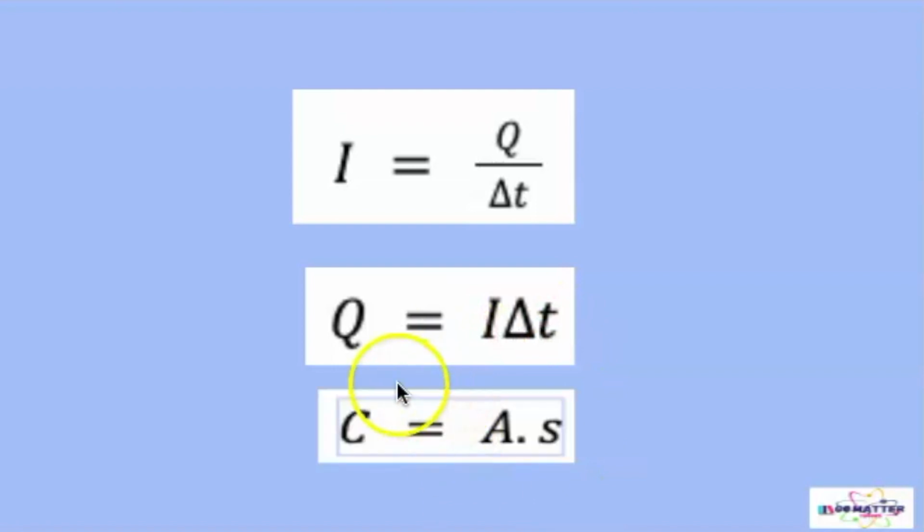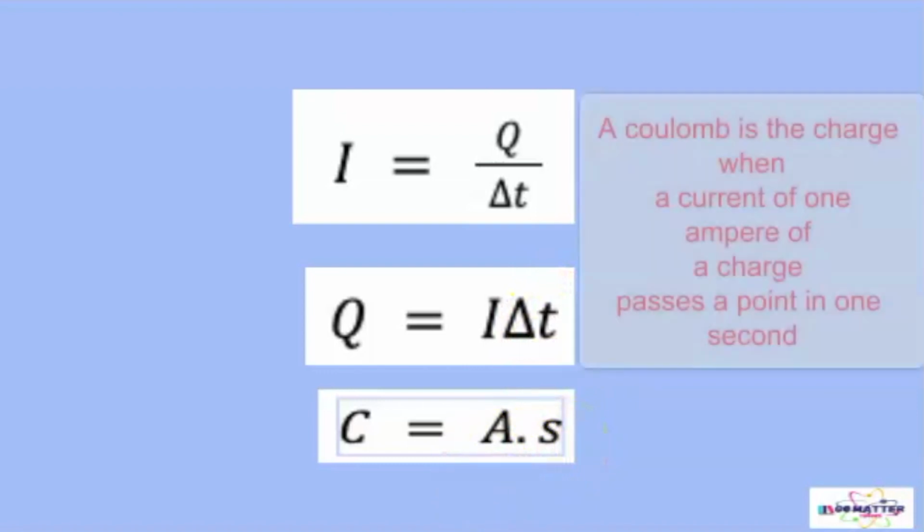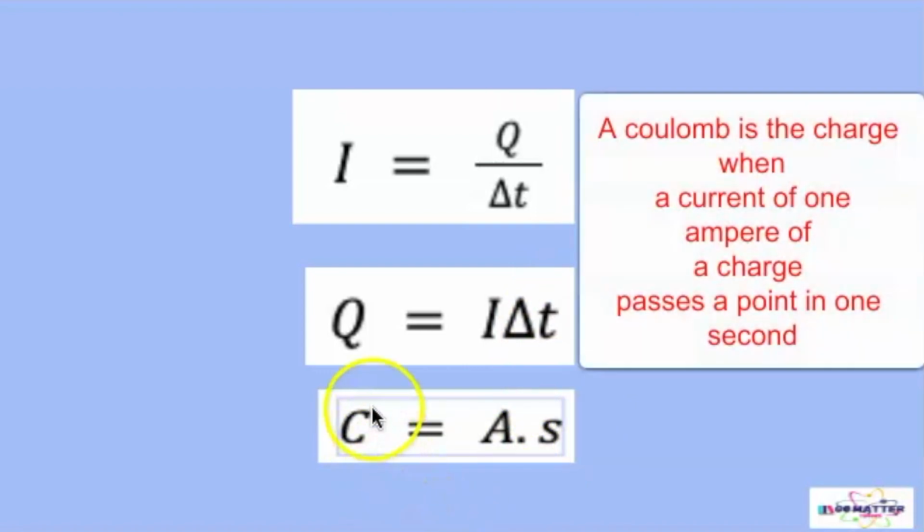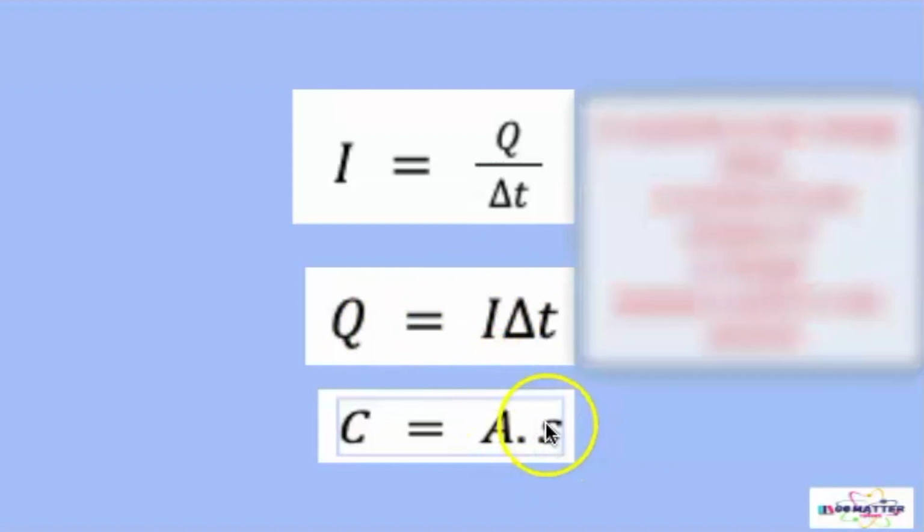And the unit of charge is a coulomb, the unit of current is an amp, and the unit of time is a second. So we define a coulomb as a charge when the current of 1 amp passes a point in 1 second.